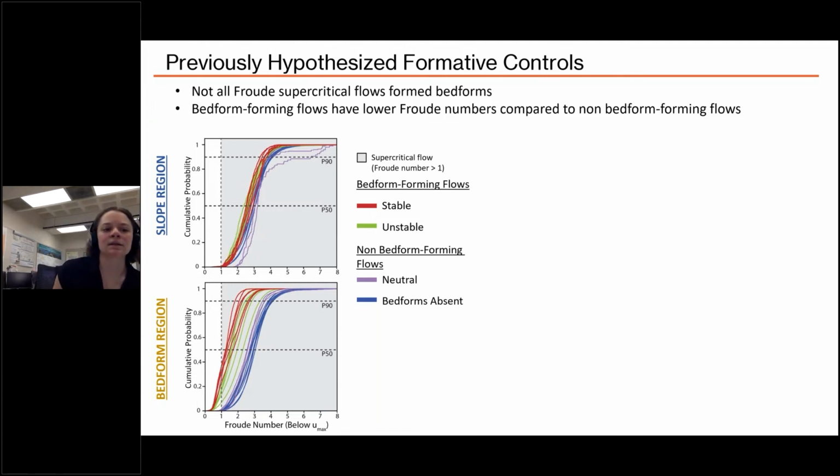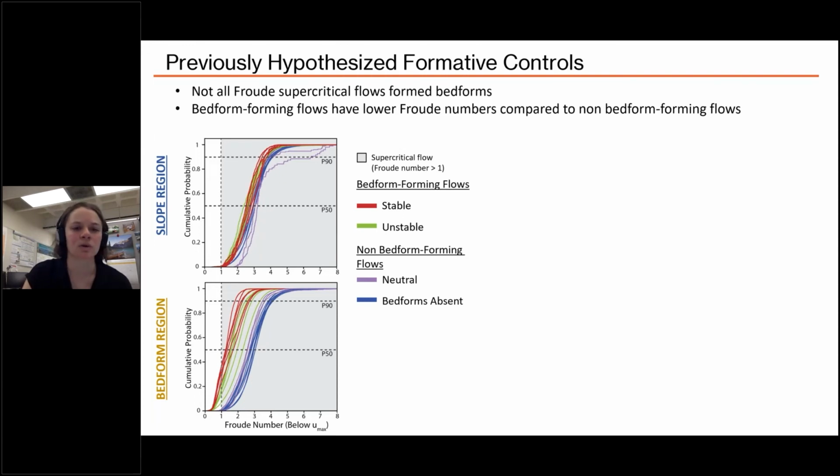And you can see that over the slope region, the Froude numbers are pretty similar between the different flow states. However, over the bedform region, bedform-forming flows have lower Froude numbers compared to non-bedform-forming flows that include values below 1. So what is evident from these graphs is that actually all of these flows are dominated by supercritical flow conditions. So supercritical flow seems necessary to form these bedforms.